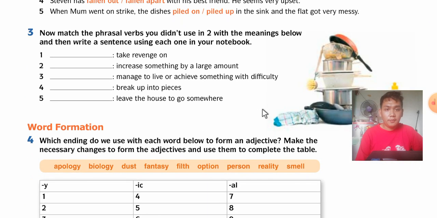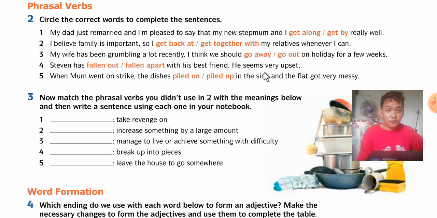Moving on to number 3. Now, match the phrasal verbs you didn't use in 2 with the meanings below and then write a sentence using each one in your notebook. Which means that, of course, you have to finish the first part, which is number 2. You have to know the correct answer, and then you will get the words that you did not use. For example, I've given the first one. The answer is get along, so you need to use get by.